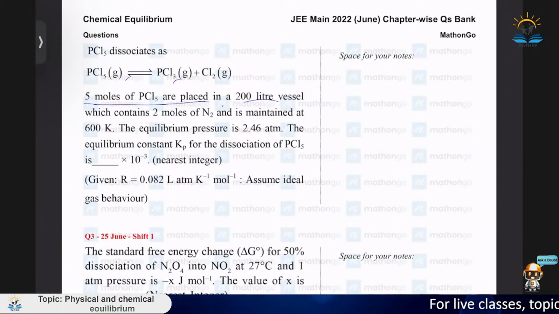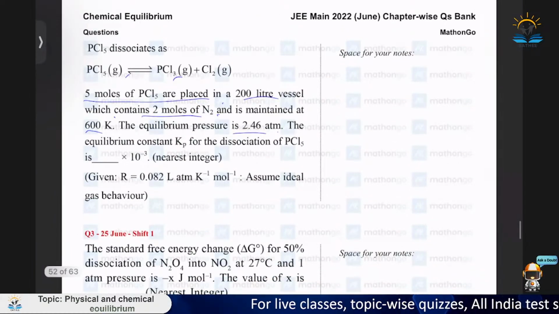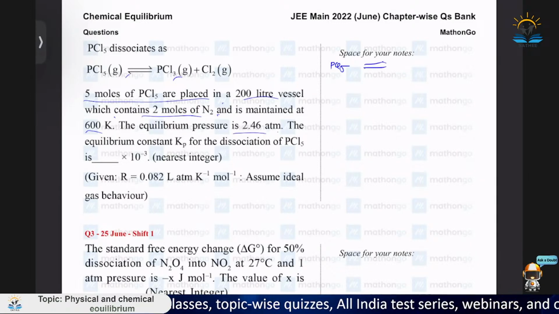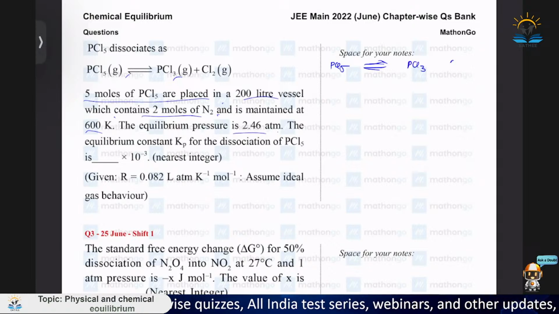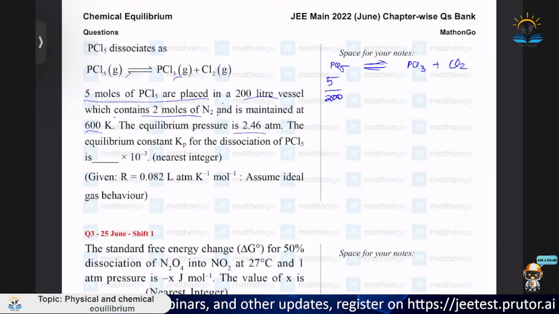Next, PCl5 dissociates as this. 5 moles are placed in a 200-liter vessel. 2 moles of nitrogen is there. 600 K is the temperature. Equilibrium pressure has been given. You have to find the equilibrium constant for dissociation of PCl5. So 5 moles has been placed of PCl5, which already contains 2 moles of nitrogen, which is insignificant. We'll just write 5 upon 200 as the concentration.